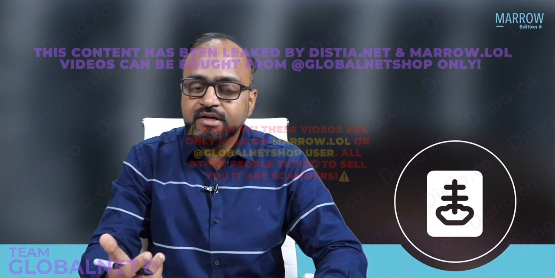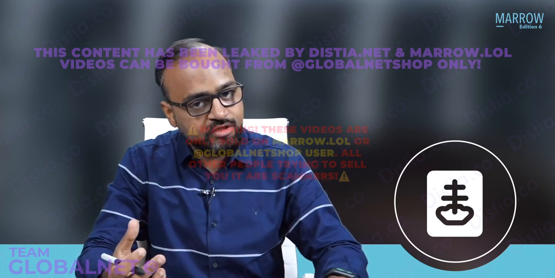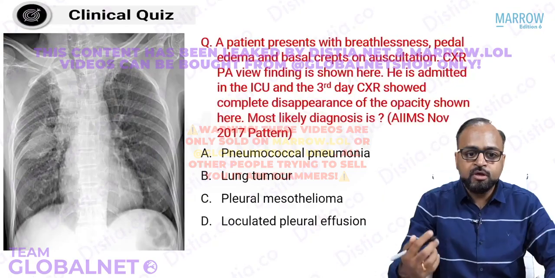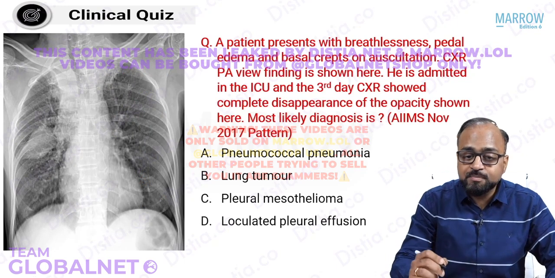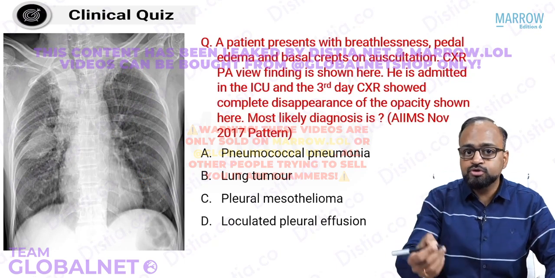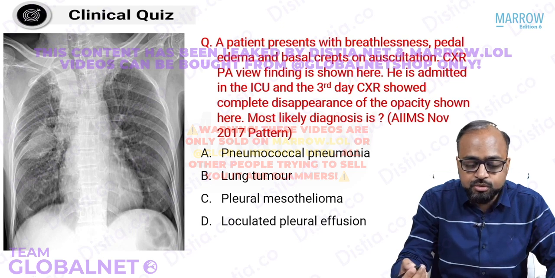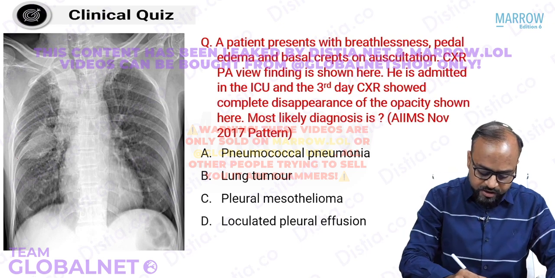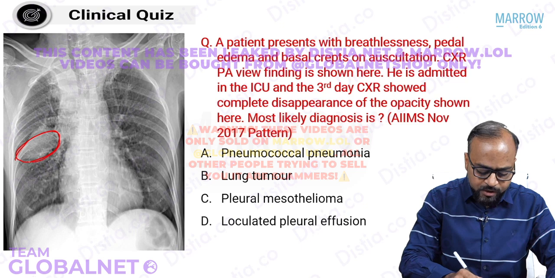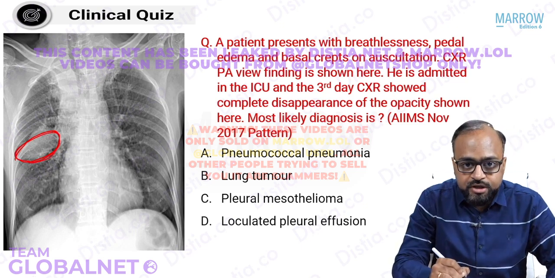Before we jump right into each one of these topics, let us look at a few recently asked clinical questions. A patient presents with breathlessness, pedal edema, and basal crepts on auscultation. This probably points towards cardiac failure. A chest X-ray is done and is shown here. He's admitted in the ICU. You can see on this radiograph a very peculiar abnormality, an oval, tumor-like or mass-like opacity in the right mid-zone.